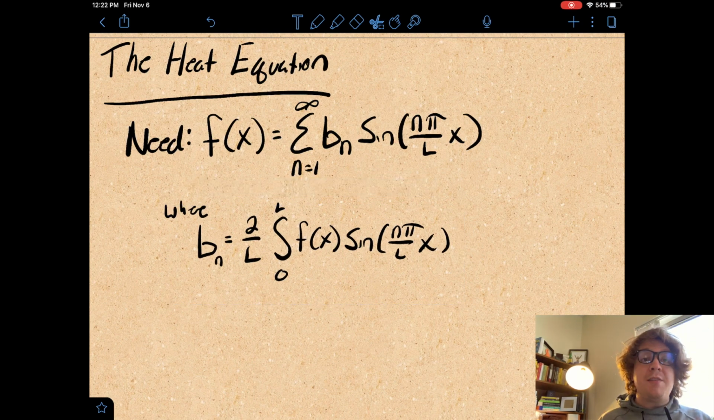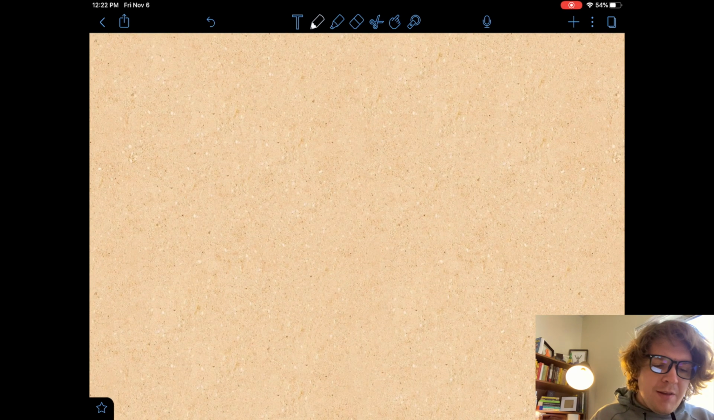So as long as we have this down, you should be able to follow through the derivation of the heat equation and the solution to the heat equation. So let's go ahead and let's get started.